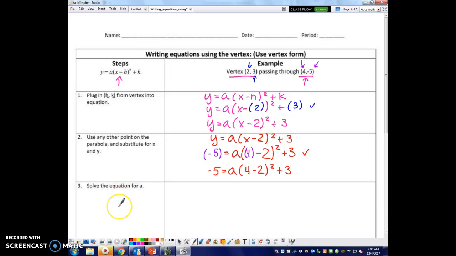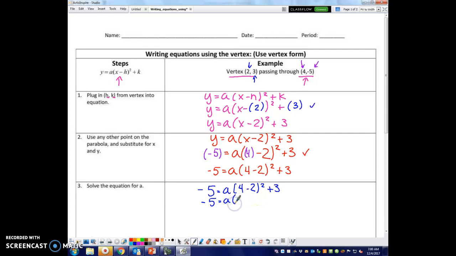Number 3 says solve the equation for a. All right, so we have negative 5 equals a times the quantity 4 minus 2, squared, plus 3. Now we're going to solve. You ready? First step is parentheses. We need to simplify this. 4 minus 2. So negative 5 equals a.